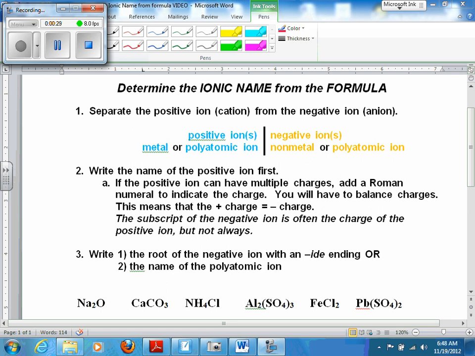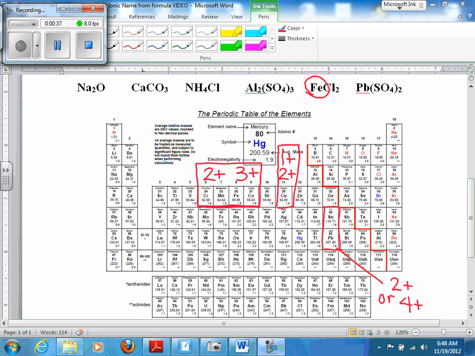First of all, if I look here, iron is one of those compounds that we talked about. Iron can take on a +2 or a +3 charge. So we'll have to put a Roman numeral in our name in order to identify what the charge is. Okay, key point here: the Roman numeral indicates the charge.